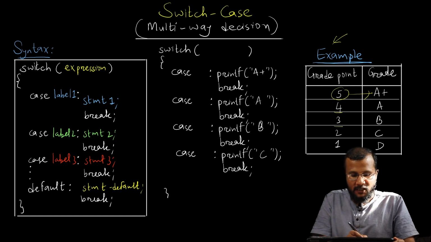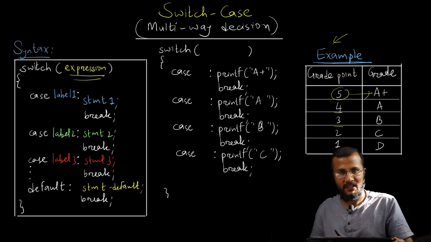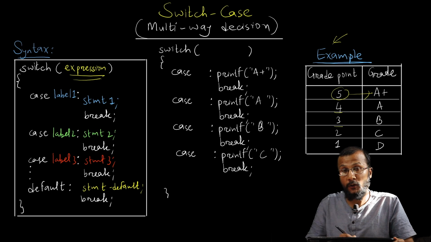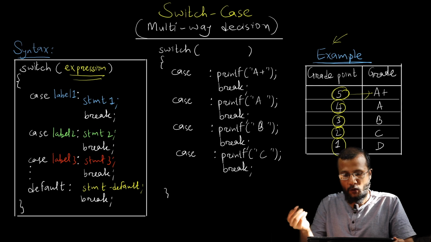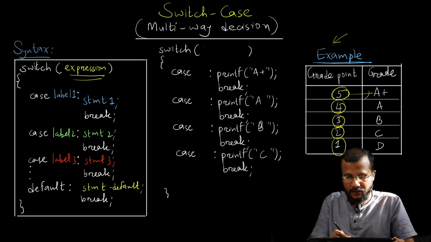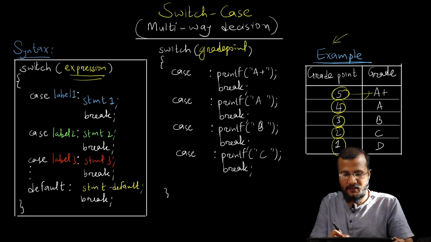Now what would be my expression for this switch case? The expression should evaluate to either an integer or a character. Here we are talking about the grade point, which is an integer, so my expression should evaluate to an integer number. Let's say that grade point is stored in the variable gradepoint, in small letters. So I'll just write gradepoint here as the expression in my switch case. Okay, this is the expression.